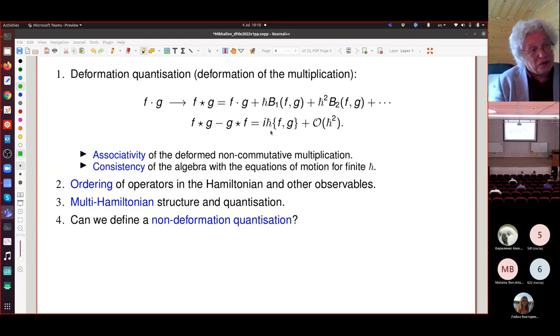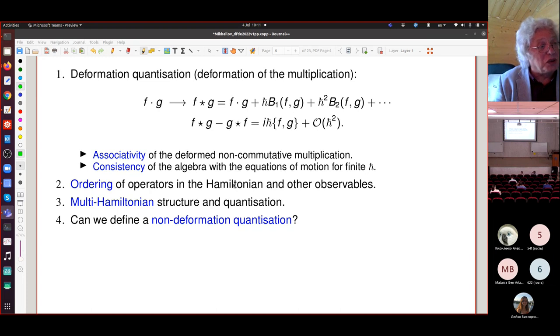In the case of Heisenberg quantization it's easy to prove, but in the general case of deformation quantization, you need to talk about convergence in h, which I think has not been done. So we need the consistency, because in quantum mechanics, in experiments, the Planck constant is a finite number, so there should be convergence, and that I think is one of the issues in deformation quantization. Another issue is the ordering of operators.